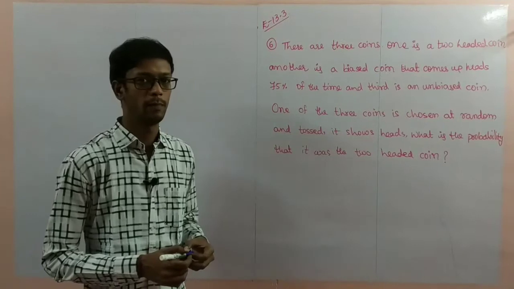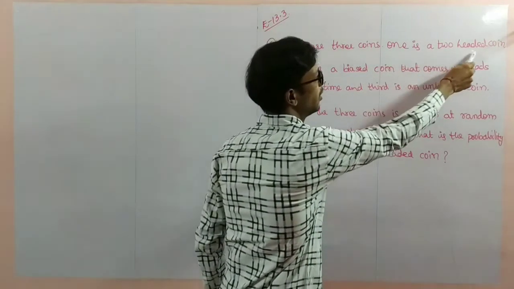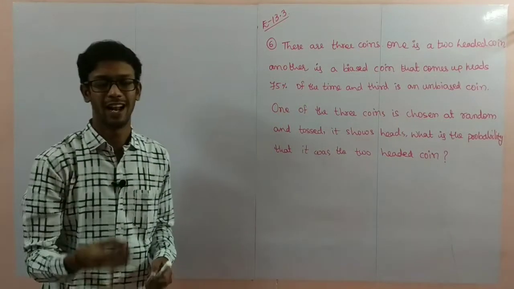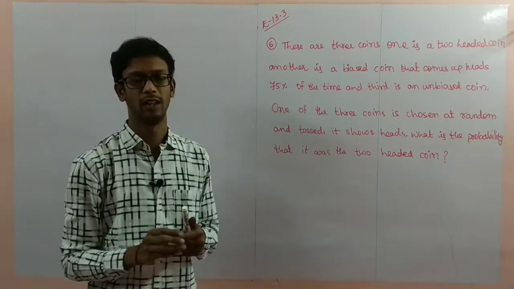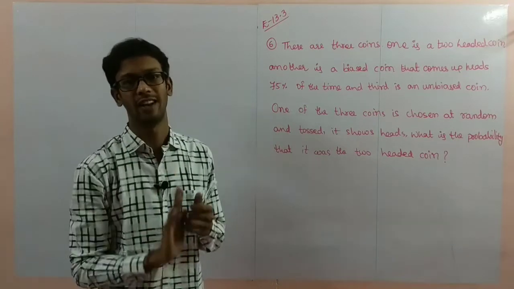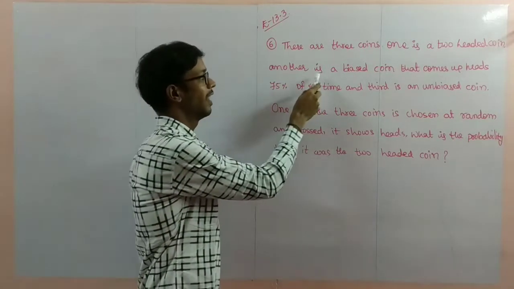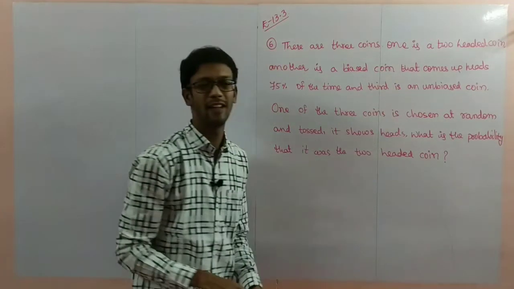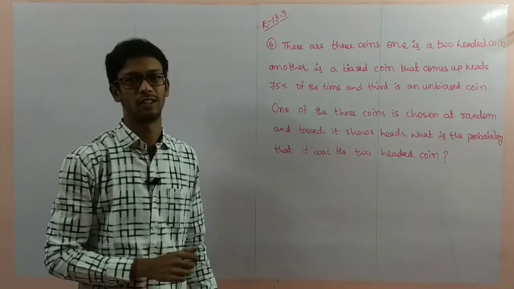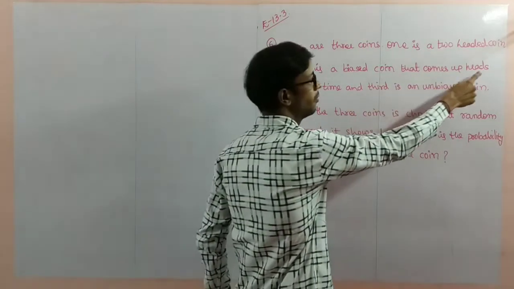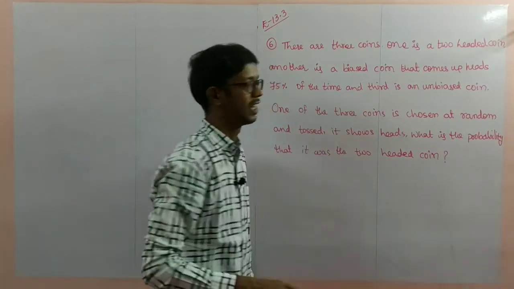Next, problem number 6 in the exercise. There are 3 coins. One is a two-headed coin. There are 3 types of coins. One coin has 2 heads, they mention it clearly here. Both sides are heads only. Another is a biased coin, which means they have a certain condition: it comes up heads 75% of the time.